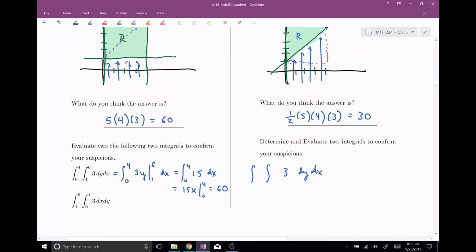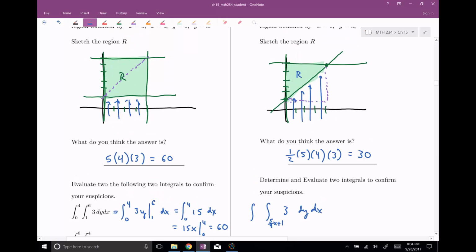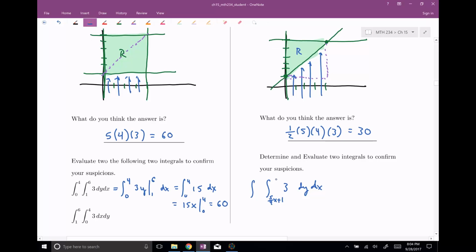So when I'm integrating with respect to y, I'd like to have y bounds. So I'm going to go ahead and put 5/4 x plus 1. That's going to be my lower limit of integration. And then as I continue to move up, I run into y equals 6. So I'm going to try 6 as my upper bound of integration. Again, this is just kind of guessing a little bit right now, and then we're going to check, and hopefully when we integrate it, we get out 30.